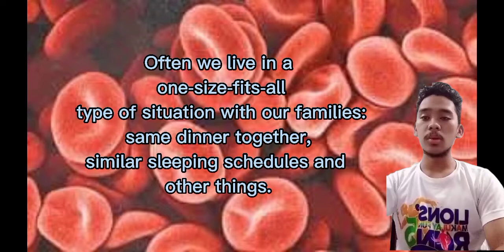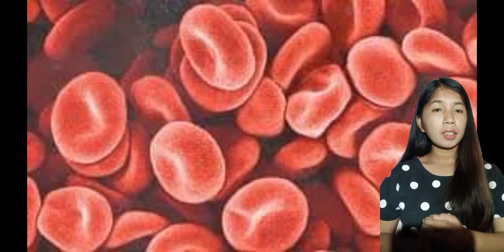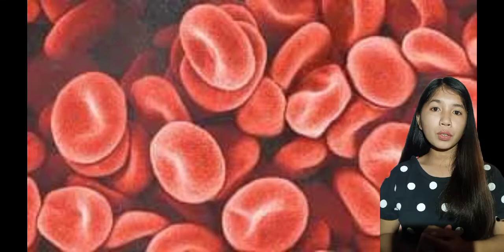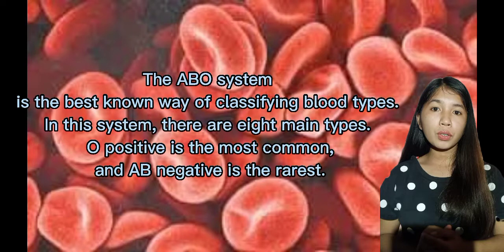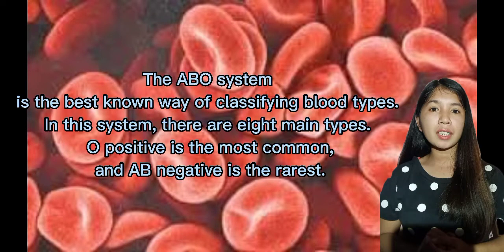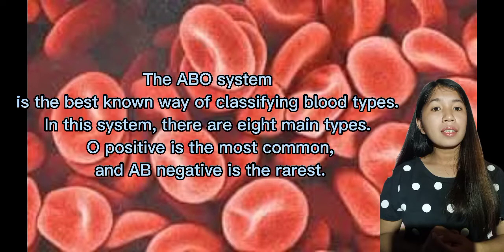for our family members. Good day everyone, my name is Gloria Lape and I will discuss to you about the ABO system. The ABO system is the best known way of classifying blood types. In this system, there are 8 main types. O positive is the most common and AB negative is the rarest type of blood. A positive blood is the second most common.